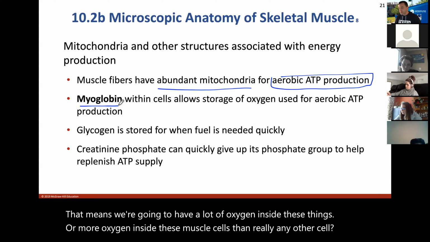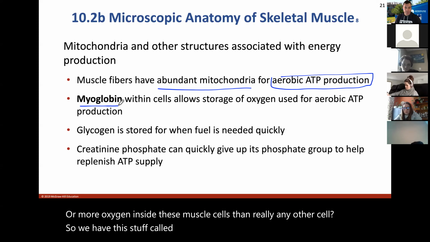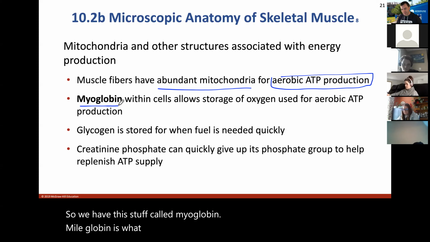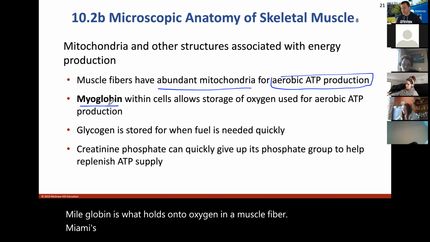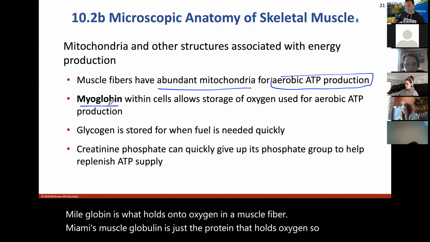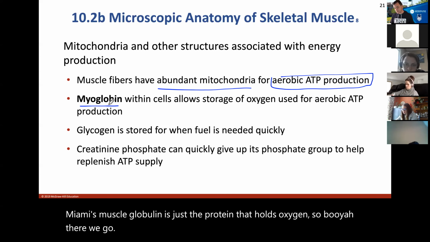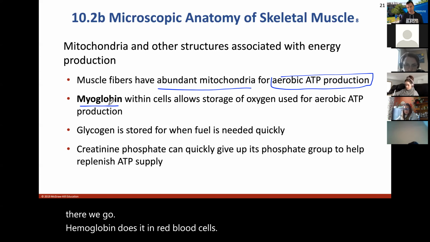So we have this stuff called myoglobin. Myoglobin is what holds on to oxygen in a muscle fiber. Myo means muscle. Globulin is just the protein that holds oxygen. So booyah, there we go. Hemoglobin does it in red blood cells. It's the same thing, just about.